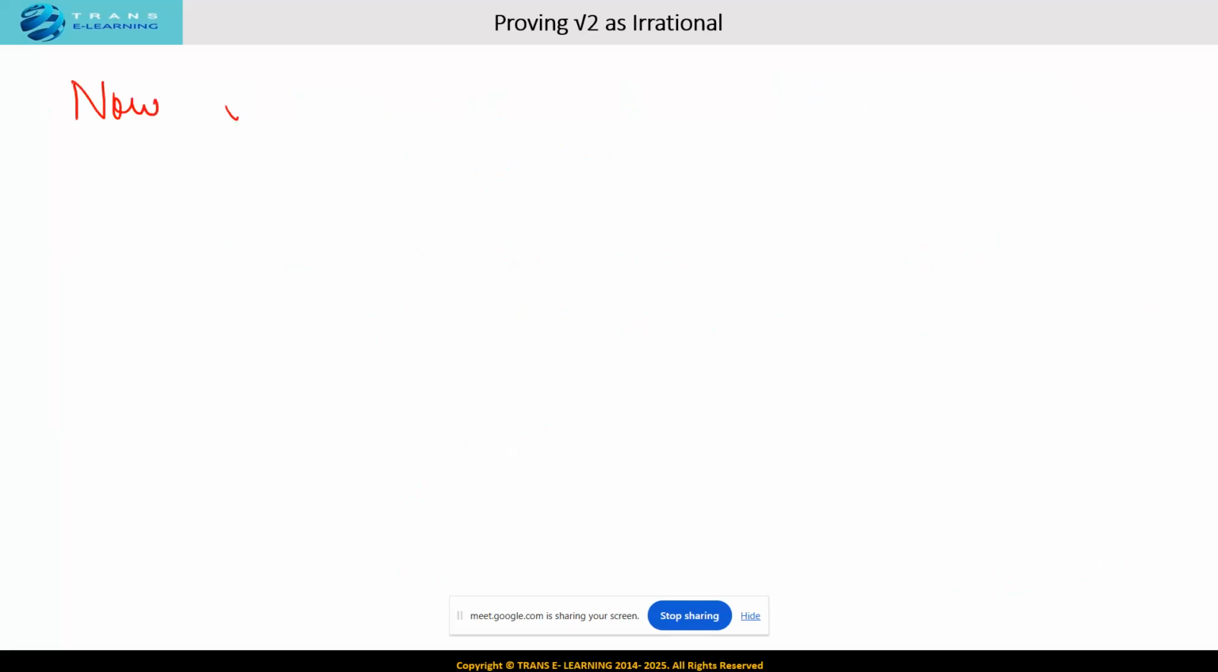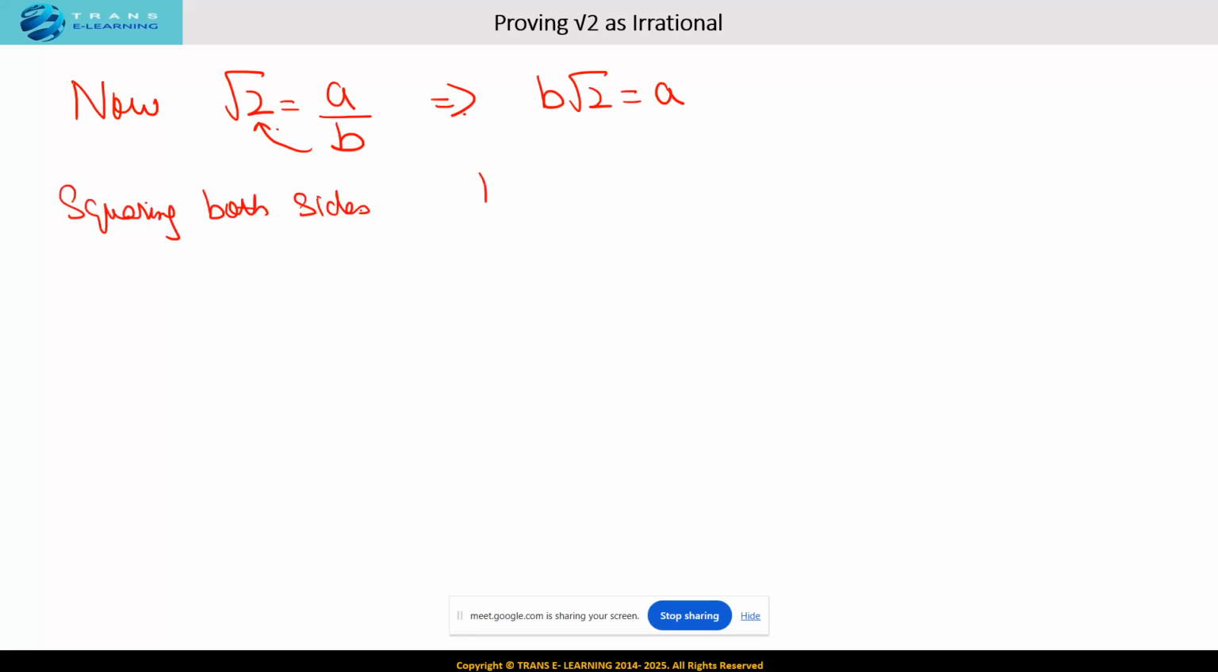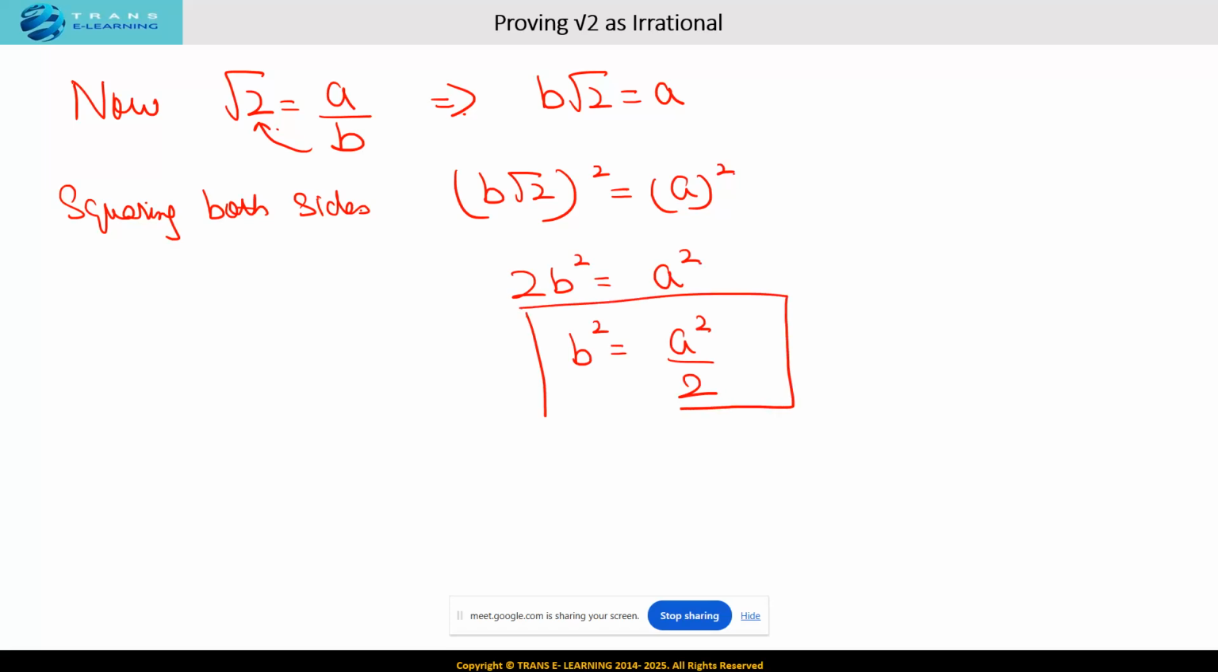You can consider that root 2 is equal to a upon b. What I am going to do here is take b to the other side, so I will get b root 2 equals a. Right. Now I am squaring both sides, so I will get b root 2 whole square equals a square. So I will get 2b square equals a square, or I can say b square is equal to a square divided by 2.